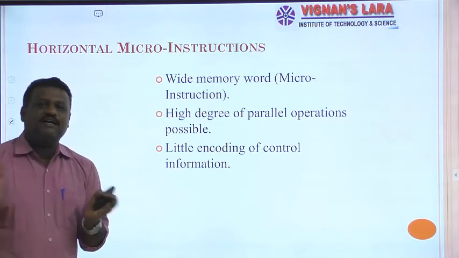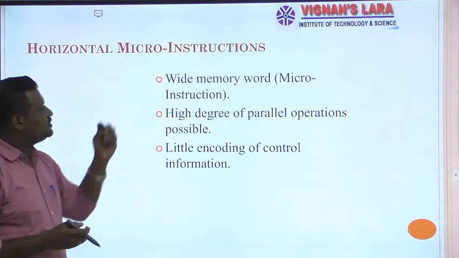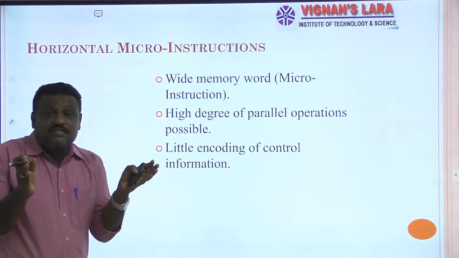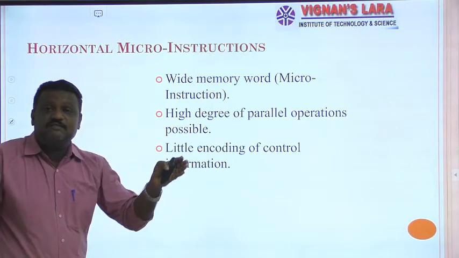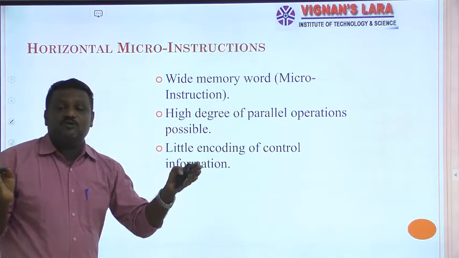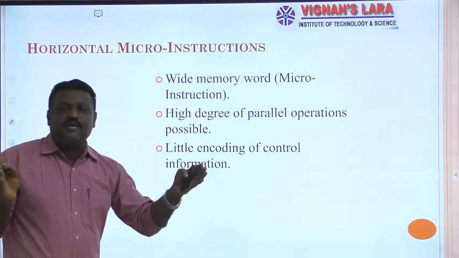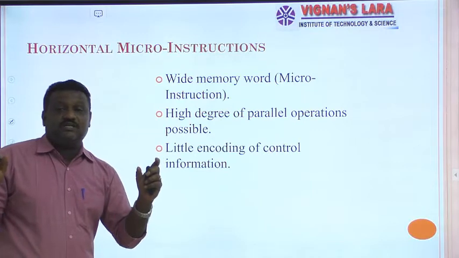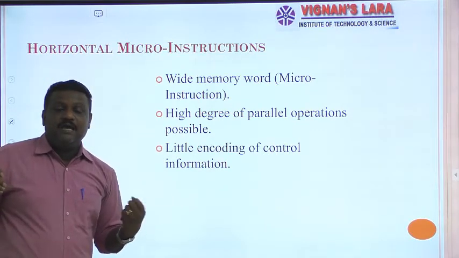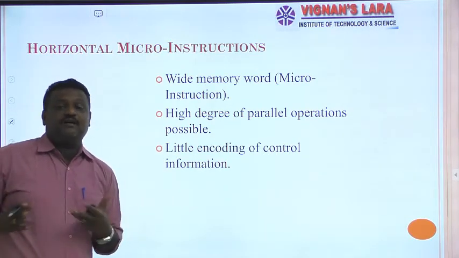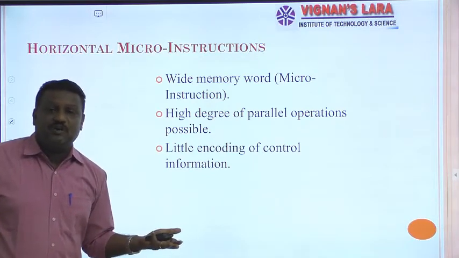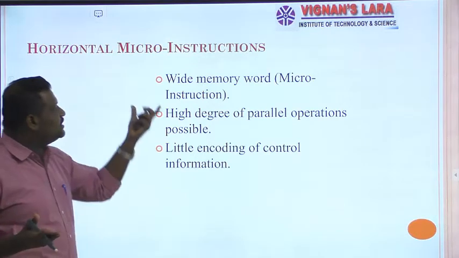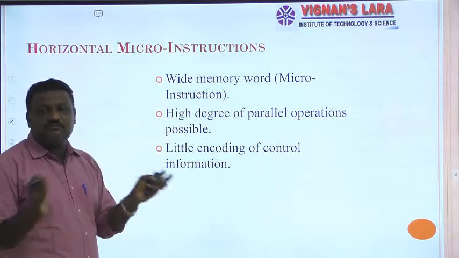Next, coming to horizontal micro instructions, it is somewhat different from vertical. The first point is the wide memory word. That means the instruction size is somewhat bigger, the width of the micro instruction is somewhat large. Because, as I clearly mentioned in the previous slide, each horizontal micro instruction generates control signals for more than one operation. That means I generate more control signals, so the size of the micro instruction is somewhat wide.